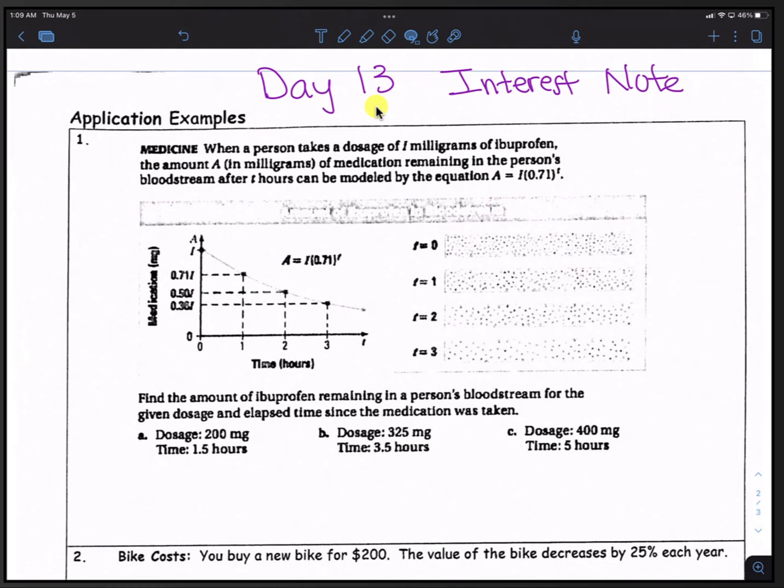Today we're covering day 13, notes on interest. We're also going to be looking at other applications of exponential functions.